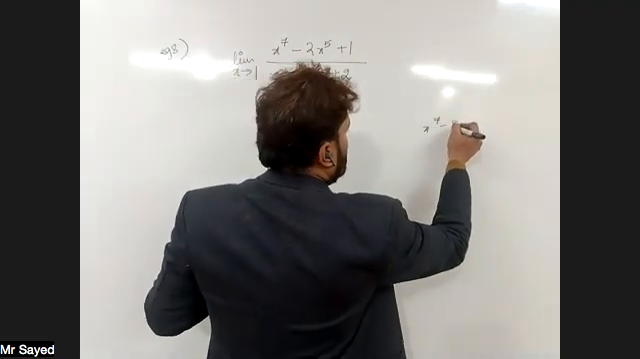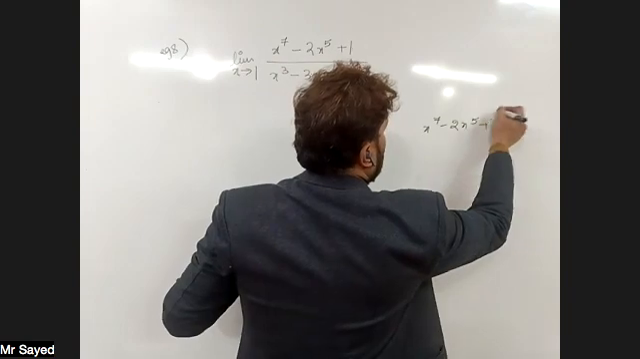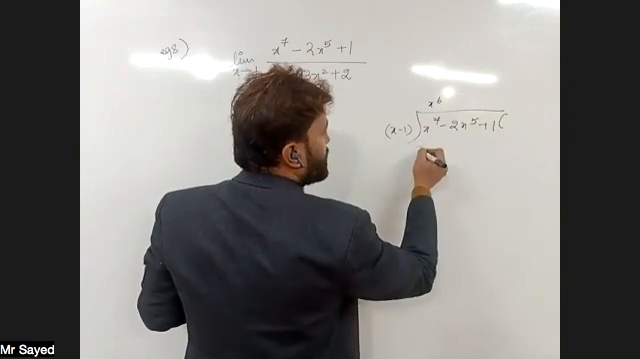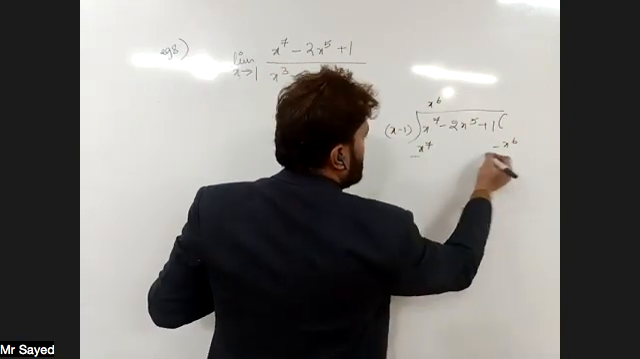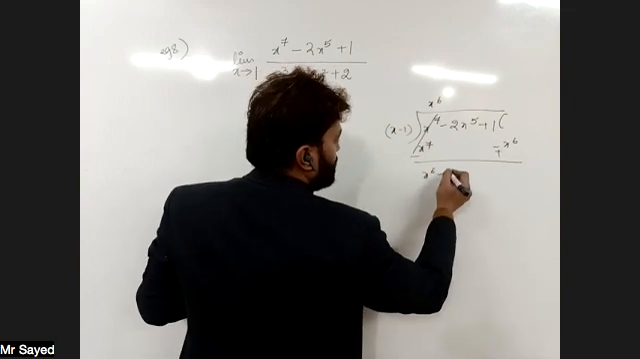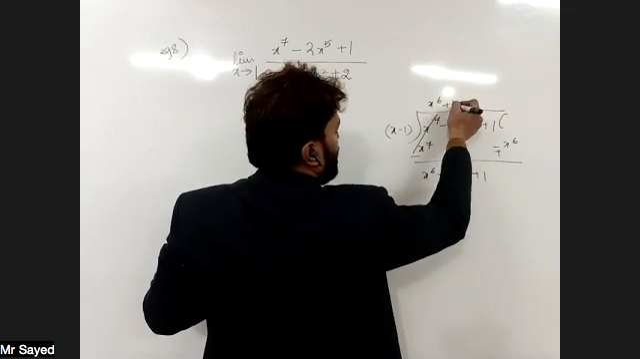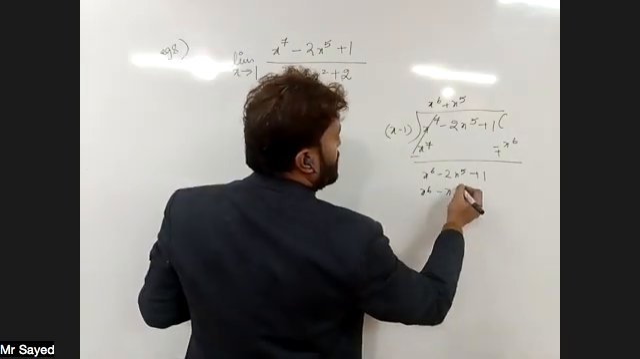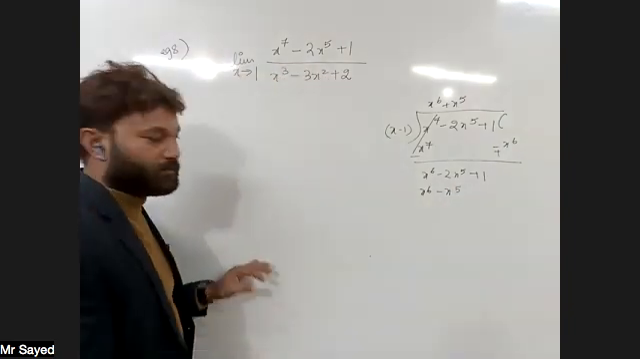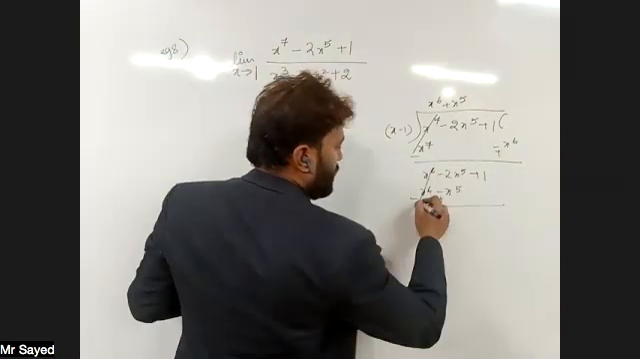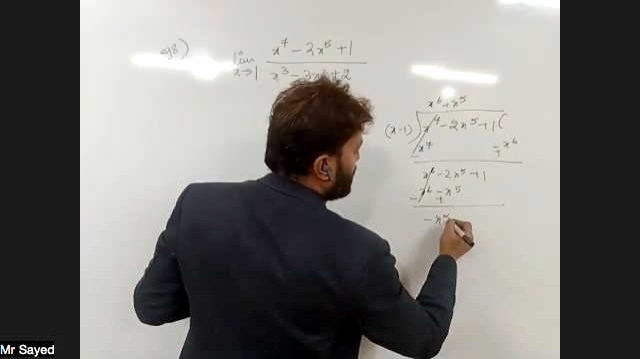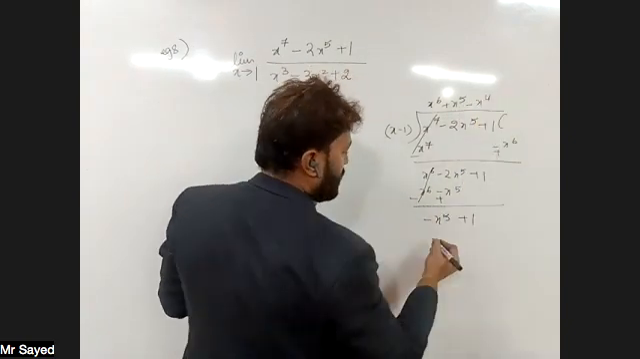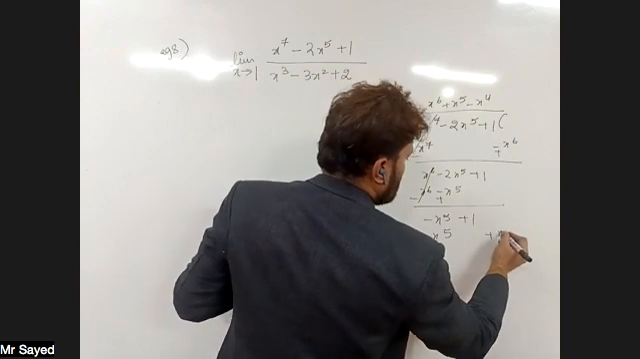So x to the power 7 minus 2x to the power 5 plus 1. We need to divide it by x minus 1. So this will be x to the power 6, x to the power 7 minus x to the power 6. Cancel. x to the power 5, so x to the power 6 minus x to the power 5, minus plus these two cancelled. So minus x to the power 5 plus 1. So now this will be minus x to the power 4. So minus x to the power 5 and plus x to the power 4.